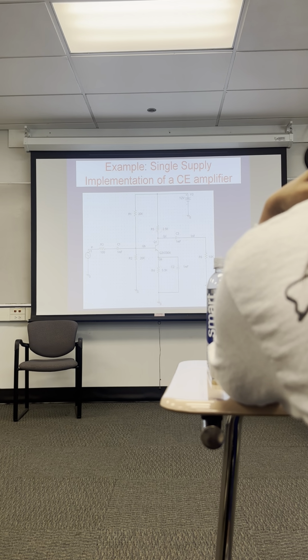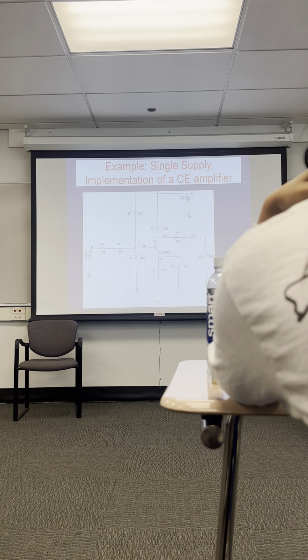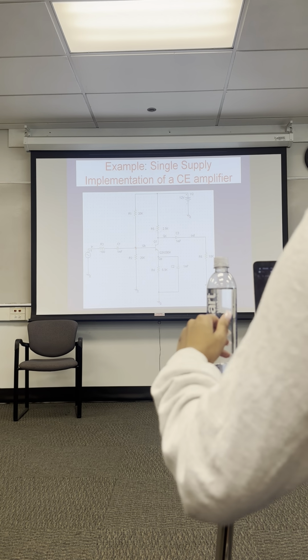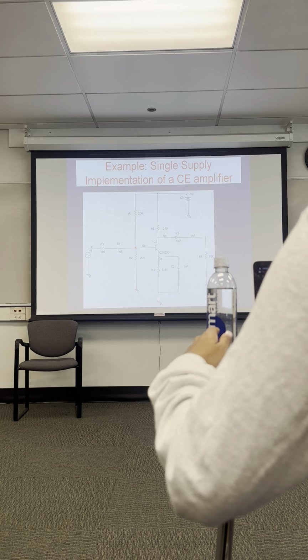So here's an example of the common emitter amplifier. The amplifier appears to be designed, so what is the voltage on the base here? One half times 12, so 6. Many times R1 and R2 are not the same value, so this is kind of convenient. They're both 20K. So V sub B would be one half, 6 volts.